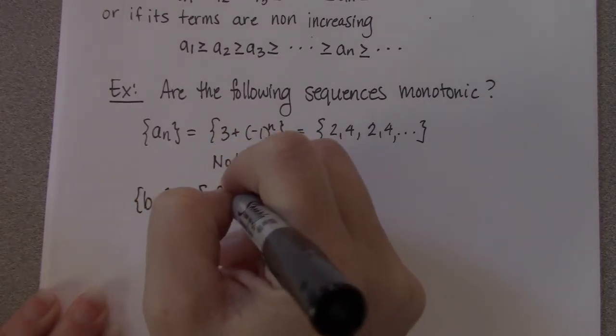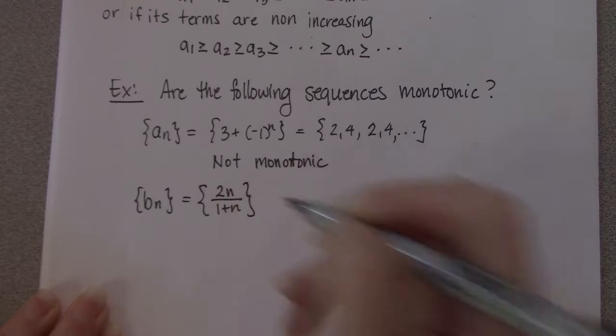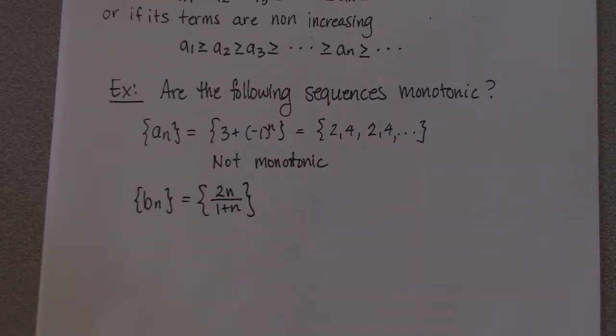This one, however, well, I can't quite tell. I mean, the numerator is 2 to the n, the denominator is 1 plus n. It's a little more complicated, right? And for monotonic, it's got to be from step 1 dropping, or from step 1 increasing. So we don't know what's really happening. So what you can do is generalize any two arbitrary terms and see what's happening.